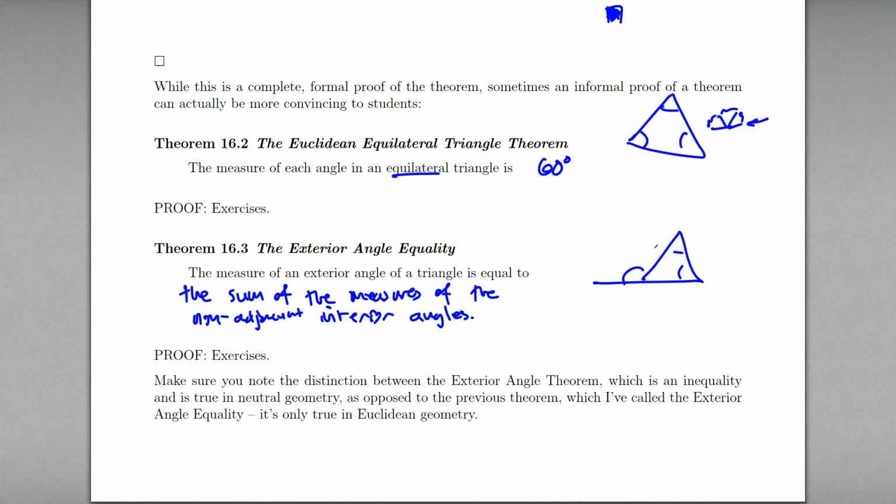So we want to be careful about what we're citing here. Notice the difference in names. This is the exterior angle equality, whereas the other is the exterior angle theorem. When we want equality, we get this. When we want an inequality, we use the exterior angle theorem.